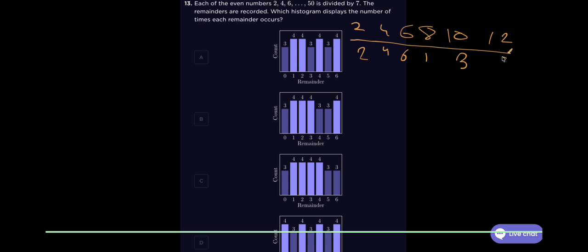12 divided by 7, I get remainder 5. 14 divided by 7, I get remainder 0, because it divides exactly. 16 divided by 7, I get remainder 2. Yes, now we got it. From 16 onwards, it's just going to repeat.